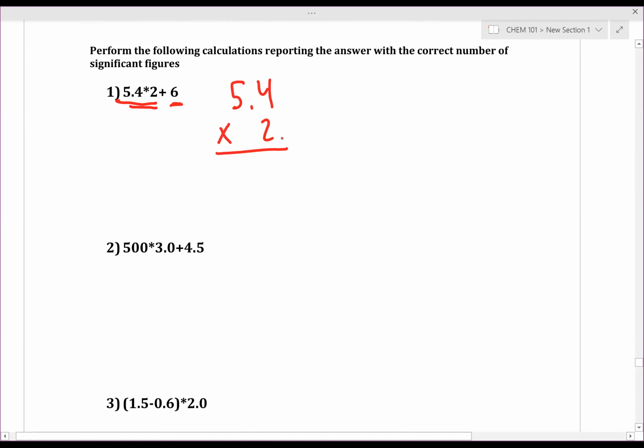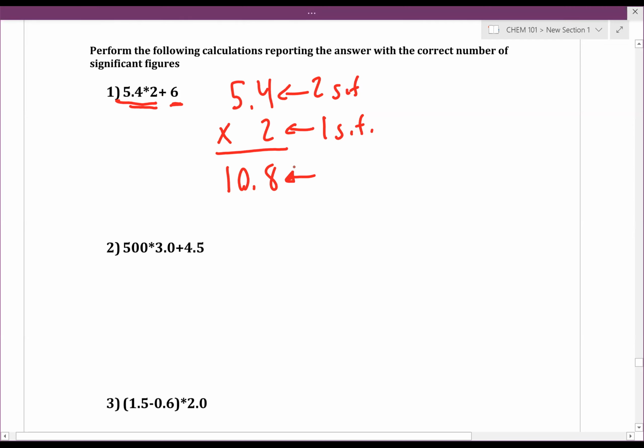Okay, now since we're dealing with multiplication, my question to all of you is, what do we care about? Decimal places or significant figures? Yep. And the top number has how many significant figures? 2. And the bottom number has how many significant figures? 1. Okay, so then our final answer should have how many significant figures? 1. So if we multiply this out, we get 10.8. And from this 10.8, we are to retain 1 sig fig.